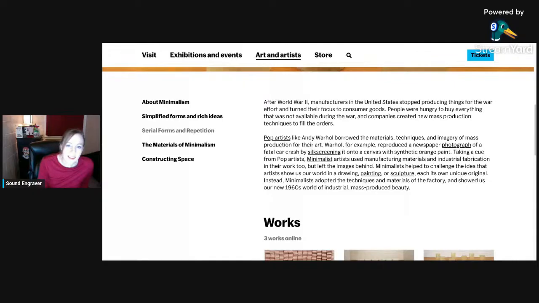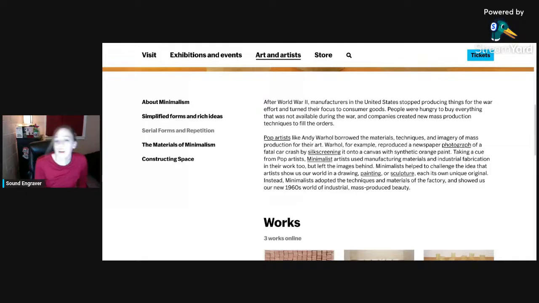Pop artists like Andy Warhol borrowed the materials, techniques, and imagery of mass production for their art. Warhol, for example, reproduced a newspaper photograph of a fatal car crash by silk screening it onto a canvas with synthetic orange paint. Taking a cue from the pop artists, the minimalist artists used manufacturing materials and industrial fabrication in their work too, but left the images behind.